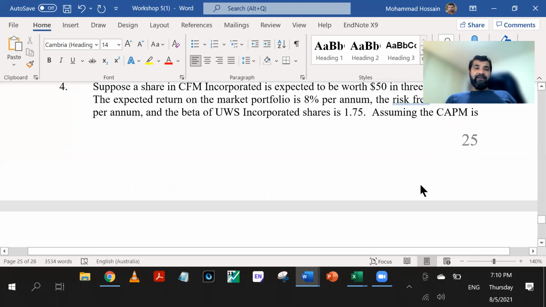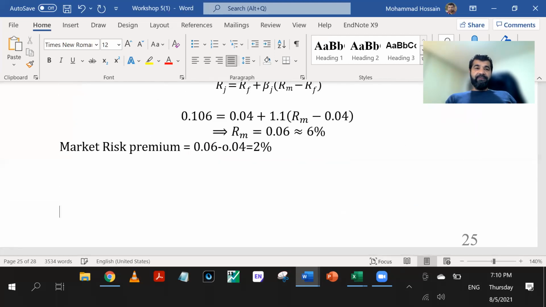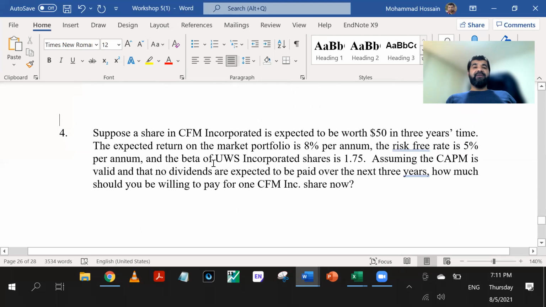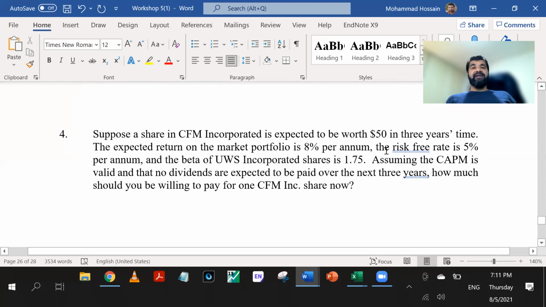Okay. Now let's go to the fourth one. It says here, suppose a share in CFM Incorporated is expected to be $50 in 3 years' time. The expected return on the market is 8% per annum. The risk-free rate is 5% per annum, and the beta of the share is 1.75. Assuming the CAPM is valid and no dividends are expected to be paid over the 3 years, how much should you be willing to pay for the share now?